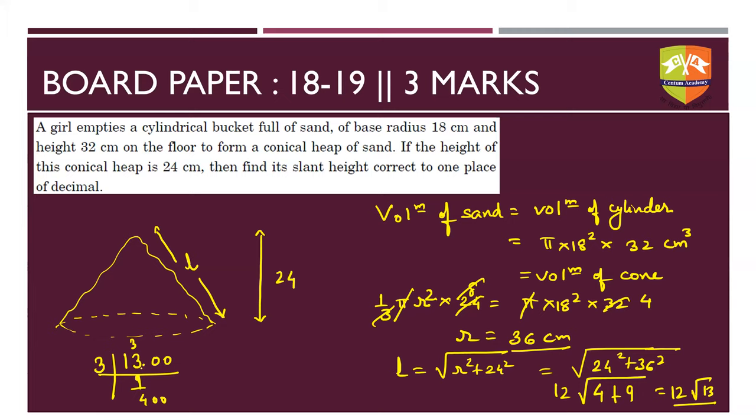So how do we do it? 6. Then how much? 66 times. Right? 66 are 36. Carry 3. 396. So 4 is remaining. So 3.6. So 12 into 3.6. Okay, so I'm writing the value is 12 into 3.6, which is 43.2 centimeters.